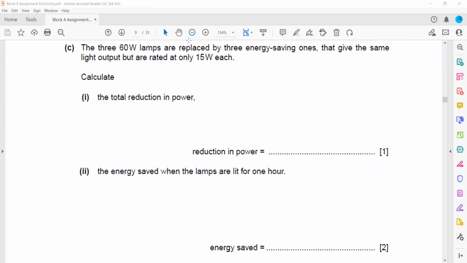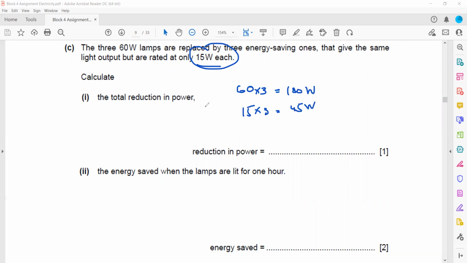Then, 3 60-watt lamps are replaced by 3 energy saving ones which are only 15 watt. Calculate the total reduction in power. So, 3 60-watt lamps. What is the total power reduction? If we are using 60-watt lamps, what is the total power we are using? It will be 60 multiplied by 3, which equals 180 watts. That is what we were using before. But now we replace them by 15 watts. So 15 multiplied by 3, that equals 45 watts.